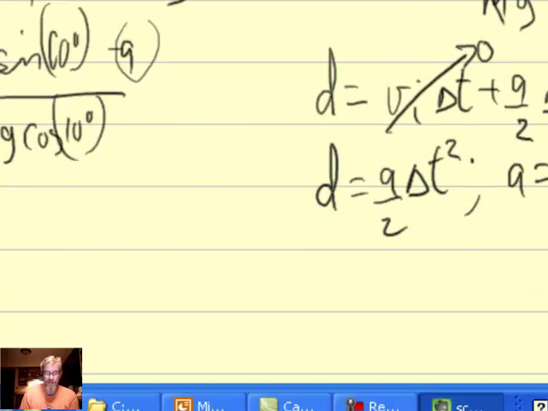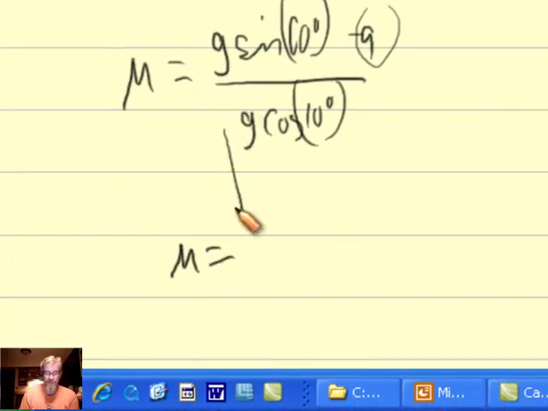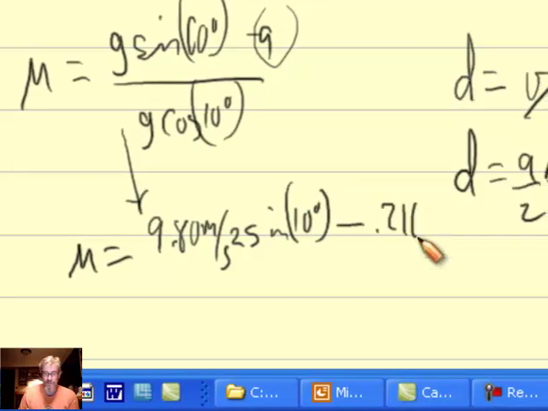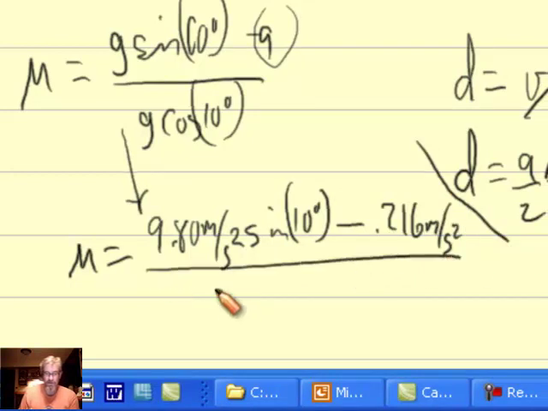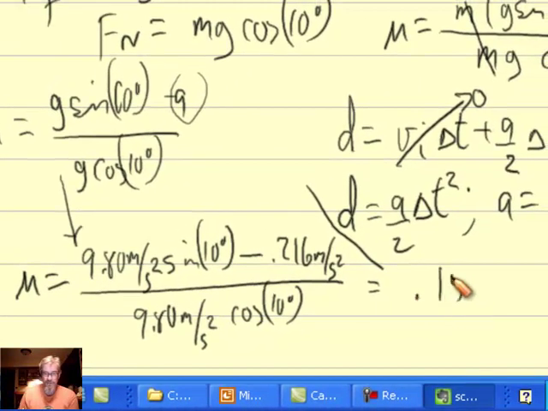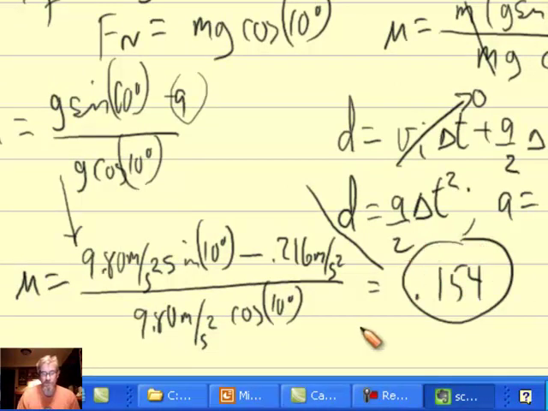So now I can finally evaluate mu. Looking at this equation here and plugging that in, I now know that it's 9.80 meters per square second times the sine of 10 degrees minus 0.216 meters per square second, all that over 9.80 meters per square second times the cosine of 10 degrees. When I evaluate this, I get the answer 0.154. That's the coefficient of friction between the skier and the slope.